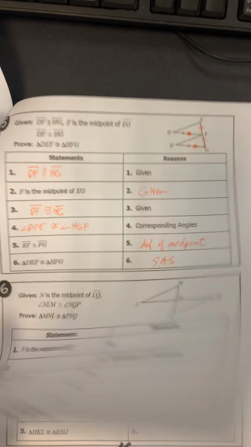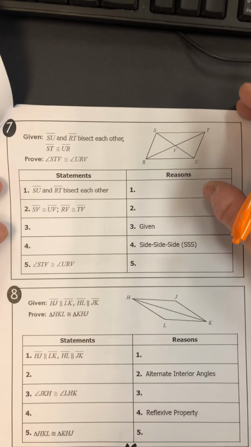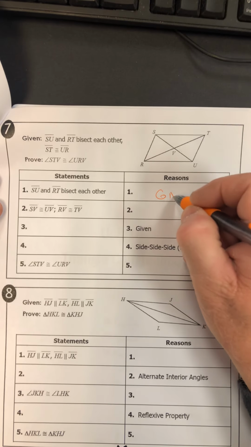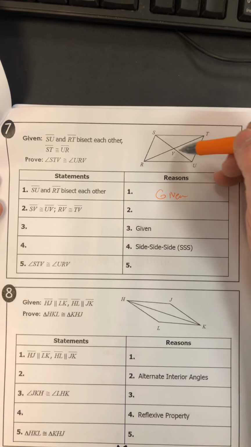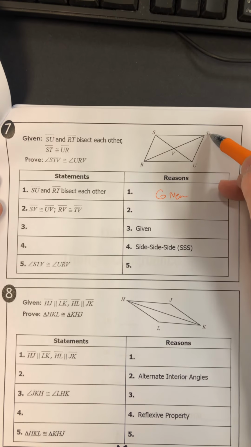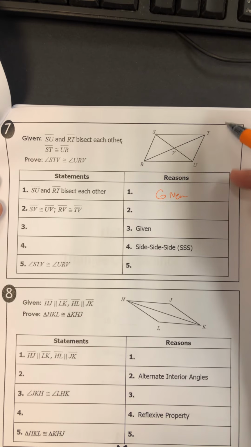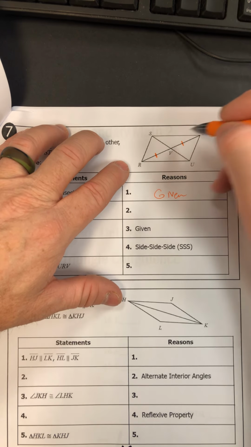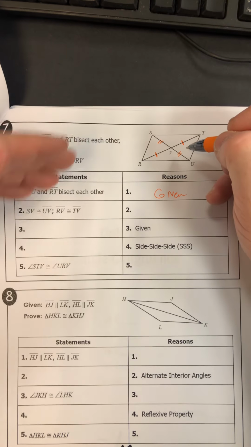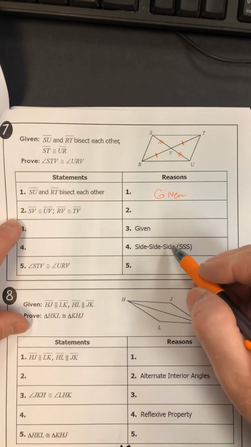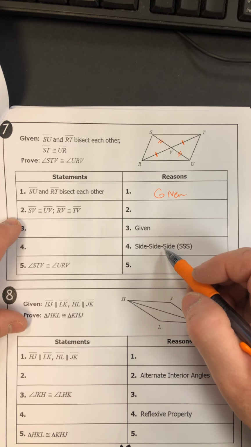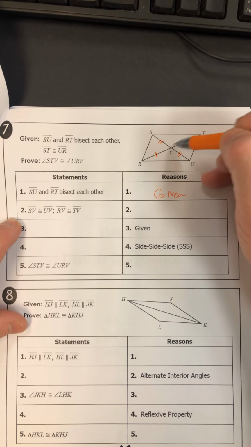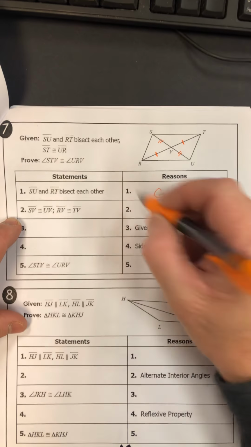All right, let's see. Last one I'll do. And then you have some opportunities. Let's see, what do we got? Given? Let's mark it down. SU and RT bisect each other. Well, that means then their parts are equal. So if they bisect each other, those 2 would be congruent, and these 2 pieces would be congruent. Now, we'll see where they come into play. Probably statement number 2 here, it looks like. SV and UV, RV and TV. Yes, okay, that is because of the bisector.